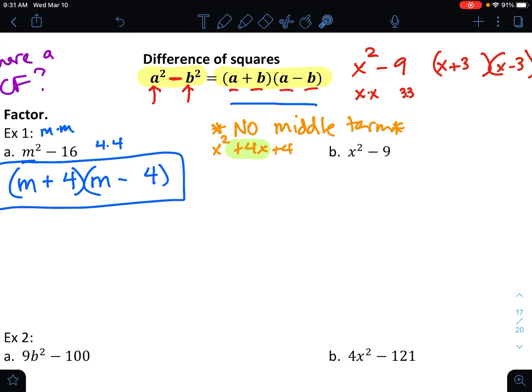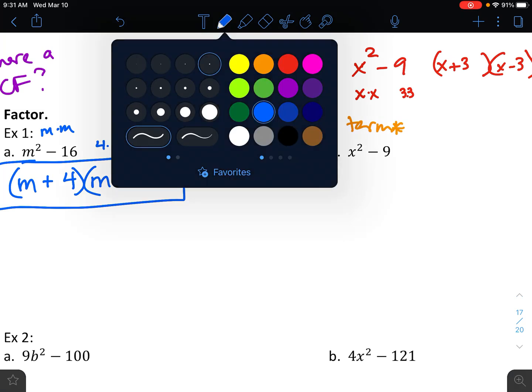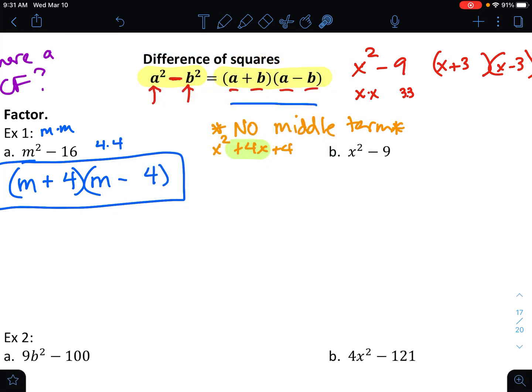So when I analyze this problem, I don't have a middle term. What I see is a perfect square on the x times x, and a perfect square on the 9, 3 times 3. So I can jump into my factoring, x times x, 3 times 3, and since the middle term needs to go away, it'll say plus or minus.